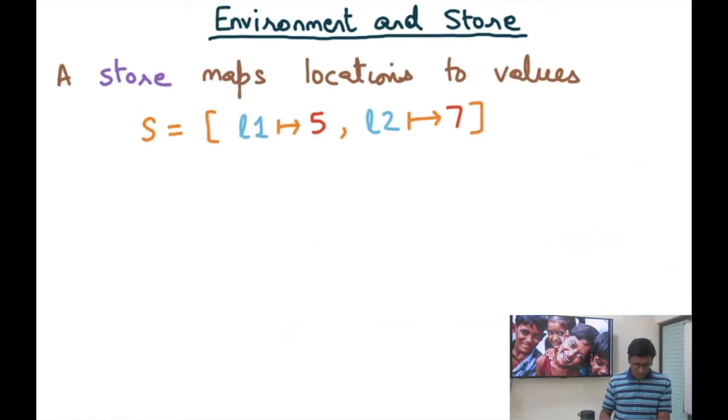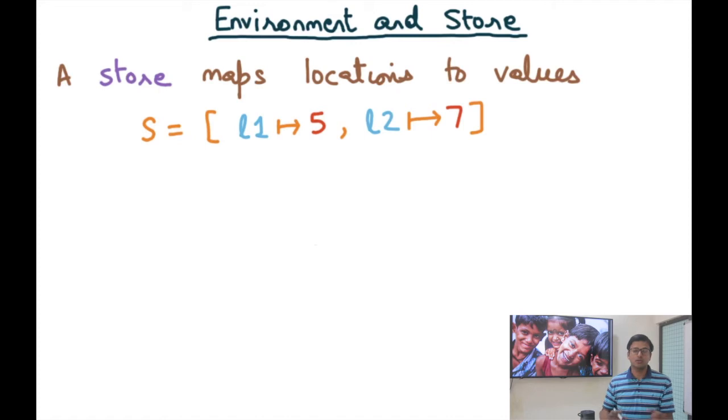And then a store maps these locations to values. For example, a store S could be L1 maps to 5 and L2 maps to 7. So 5 and 7 here are values, and L1 and L2 are locations. Now, why do I need a different environment and a different store? Because the environment is just mapping things that are currently in scope, whereas the store is mapping everything that may or may not be in scope.